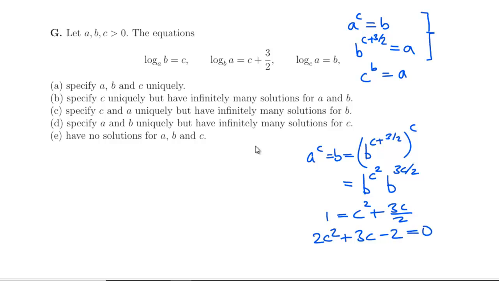Is that going to factorise? It is going to factorise. We're going to have 2c, we'll have a 1 on that side. We have to have the 2's on opposite sides. That has to be a plus and a minus. So c is minus 2. It can't be minus 2 because they're all greater than 0. So that means that c is equal to a half. So we fixed c.